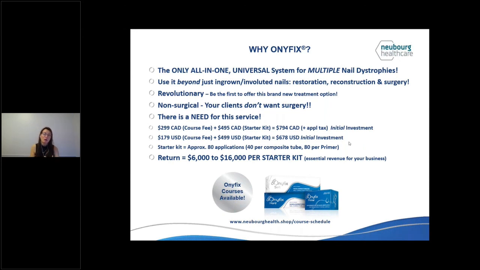As a reminder, we've got the pricing of each kit in Canadian and US here, but the starter kit comes with 80 applications. That means 40 applications per tube, meaning 80 in total between both of them, and the primer has 80 in total. So 80 overall approximately, which means that your return on revenue can be anywhere from $6,000 to $16,000 per starter kit. That is incredibly helpful revenue for your business. It's okay to survive and pay your bills, and this is an honest way to do it. So this is a great addition. Plus, you are helping so many people in need that didn't have these options before.